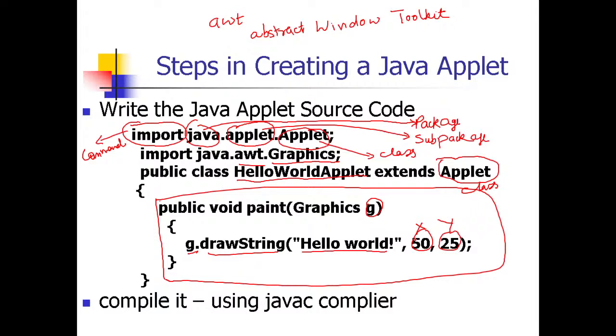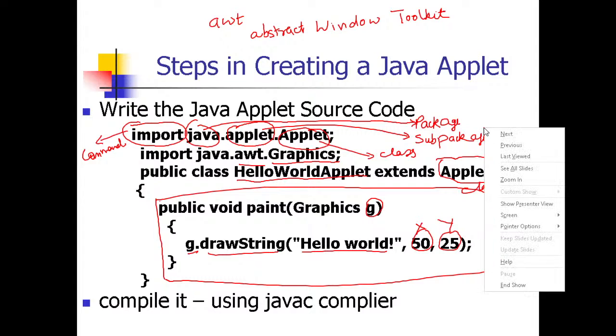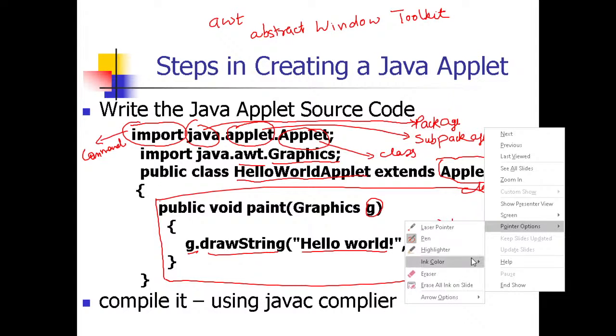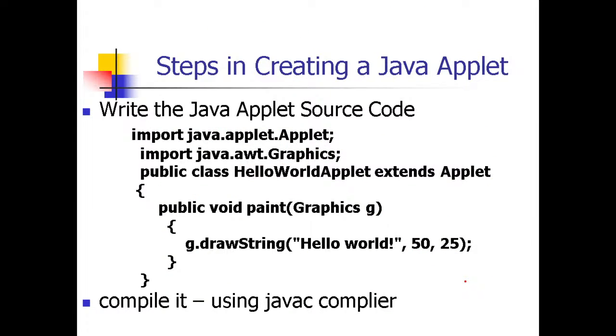Now when we create this program, we have to save it with a name. Any name you can take, but since we have taken the class name HelloWorldApplet here, we will take the source code name as HelloWorldApplet.java. So you have to save it with the extension java. Then after saving the code, what you have to do? You have to compile it with the javac compiler. First step is you have to write the Java code. Second step is you have to compile it using the javac compiler.